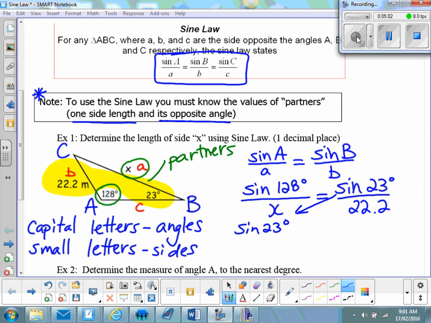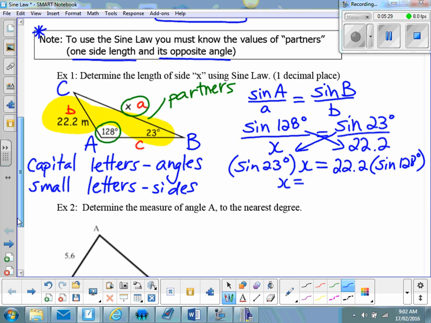So we're cross multiplying here, sine 23 times x. And on the other side, we're going to have 22.2 times sine 128. And so if we want to get x by itself, we're going to move that sine 23 to the other side of the equation. So what we're going to end up doing is 22.2 times sine 128, and then we're going to divide that by sine 23.